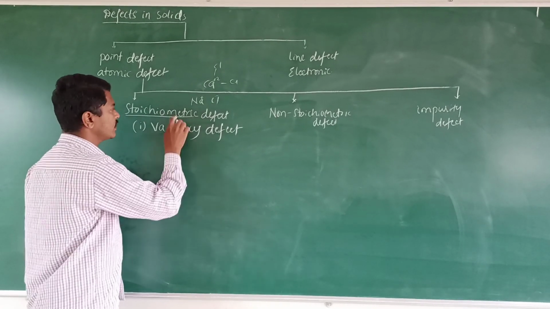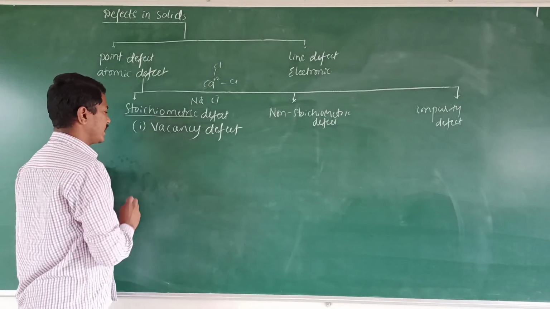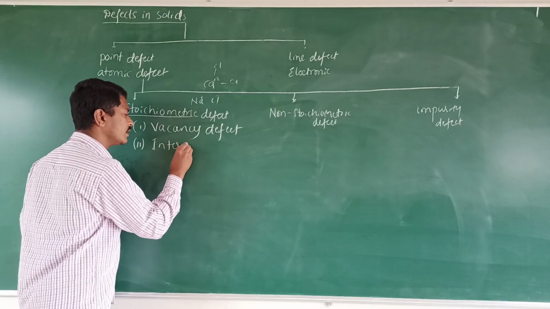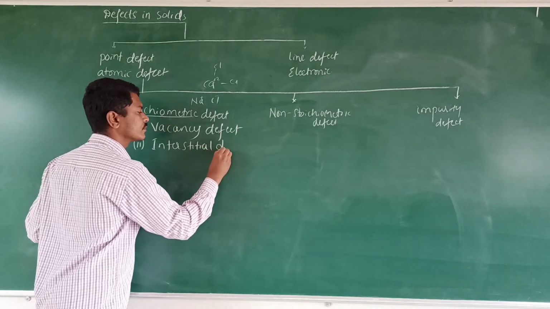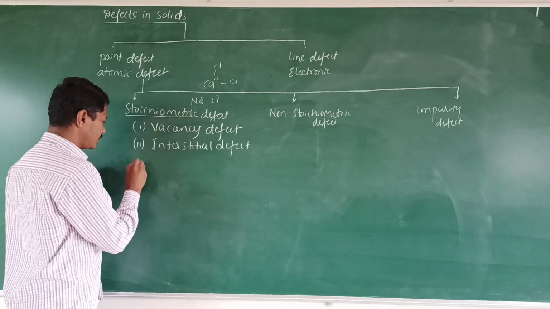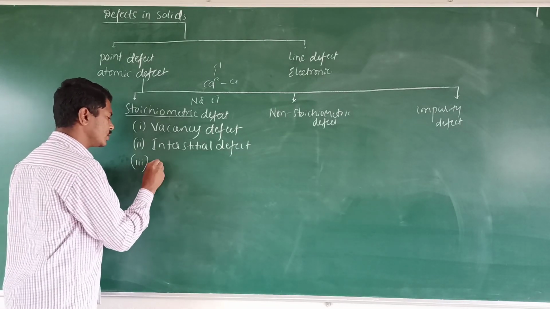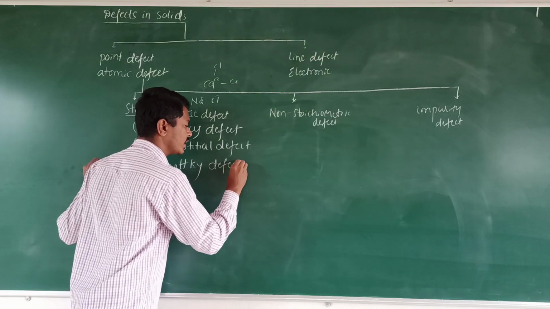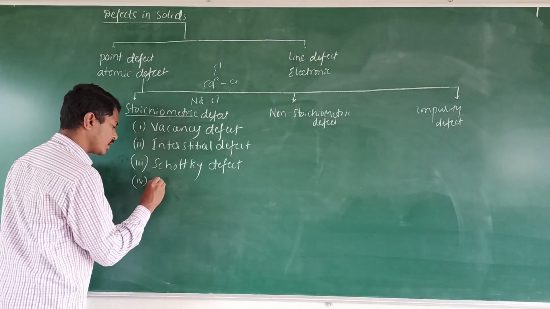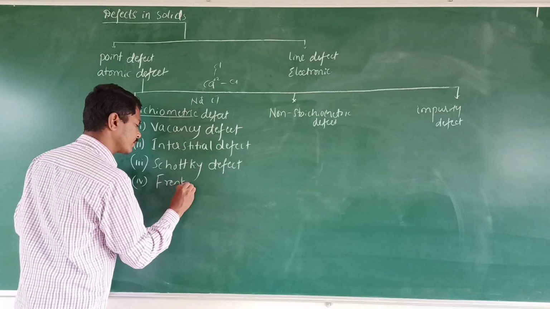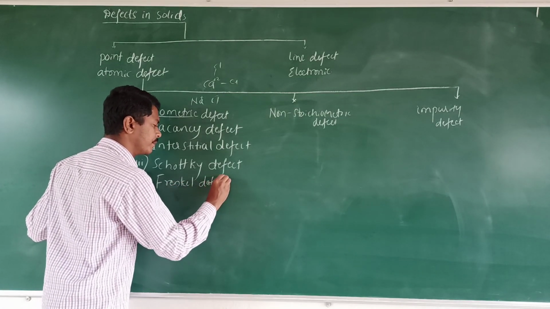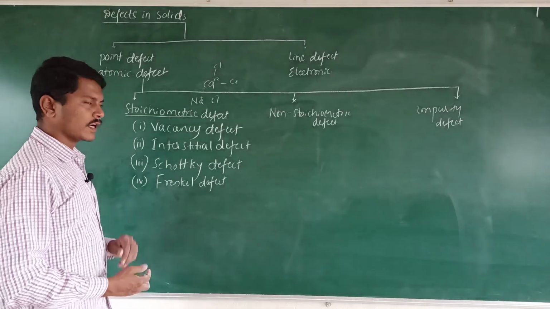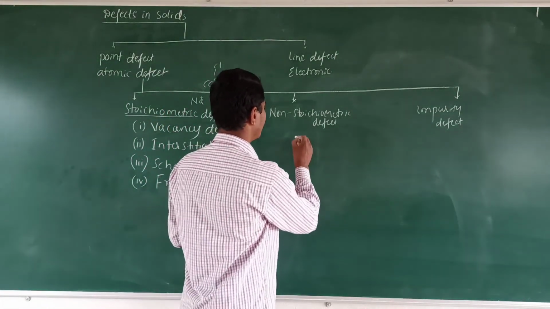Similarly here also, many defects are observed in stoichiometric compounds. That is vacancy defect, interstitial defect, Schottky defect, and Frenkel defect. Like this, in the stoichiometric defects we have 4 classifications.